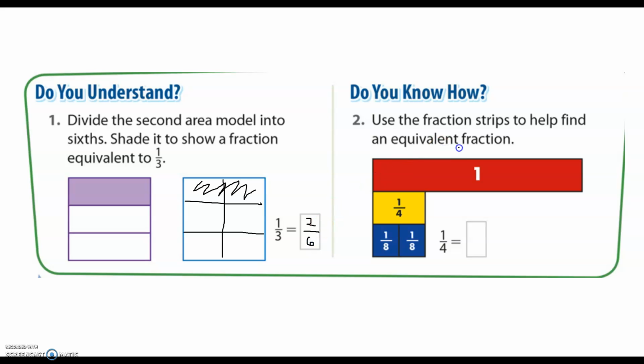Use the fraction strips to help find an equivalent fraction. So we have 1/4 right here. We need an equivalent fraction. Take a look at the eighths. We have 2 pieces and they're eighths. So 1/4 is equal to 2/8.